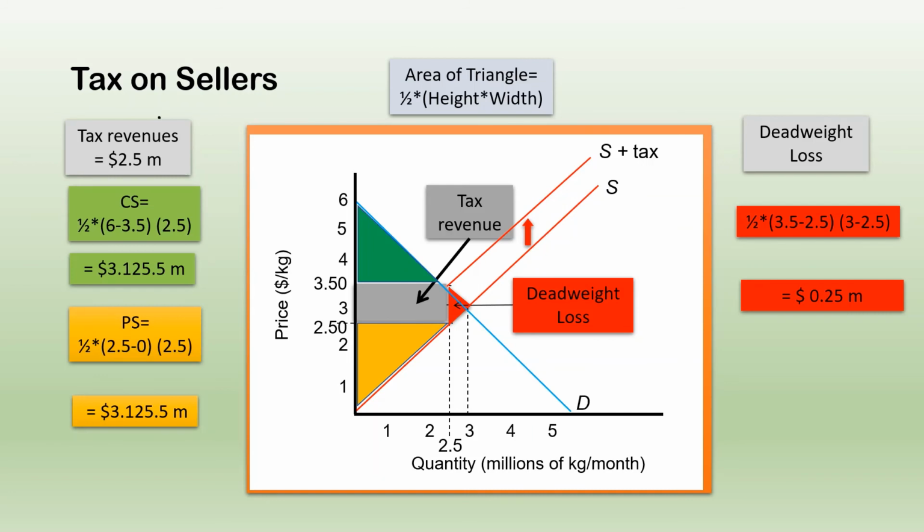So because of the imposition of $1 tax in this onion market, the overall loss in efficiency is equal to $0.25 million per month. So this is the way how we can compute and understand the changes in the consumer and the producer surplus after the imposition of tax, and how we can compute and understand diagrammatically and also numerically the amount of loss in welfare, or the amount of deadweight loss.